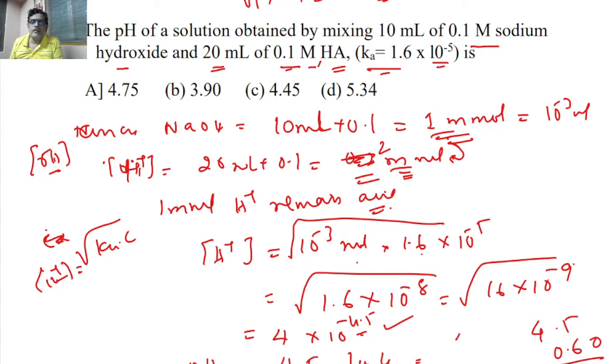So you have to remember the pH of 1, 2, 3, 4, 5. After that you have to remember logarithmic values. So look, 3.9 is here, and that will be the answer.